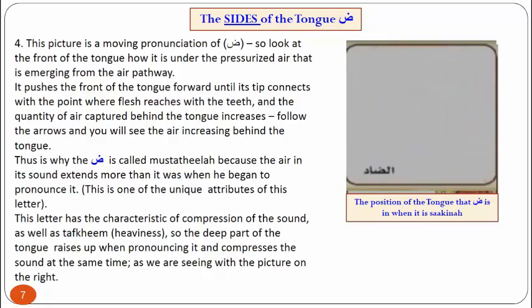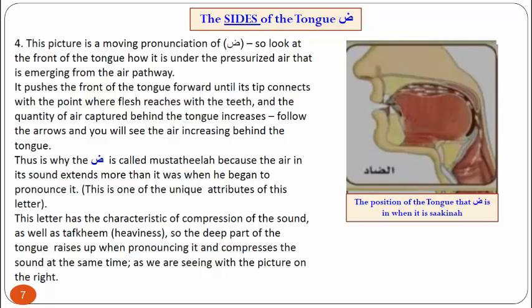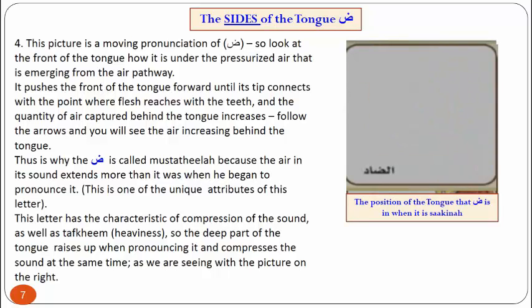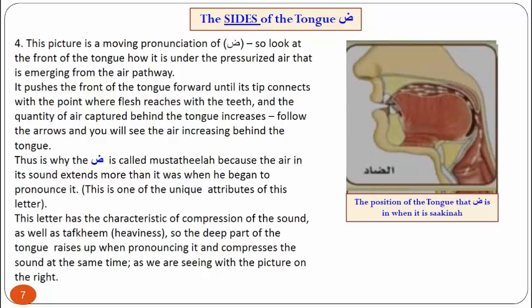And we're going to describe this in the sifat of the huruf of Daad, because it is the only letter in the Arabic alphabet that has istitalah. Because the air in its sound extends more than it was when one began to pronounce it. This is one of the unique attributes of this letter.